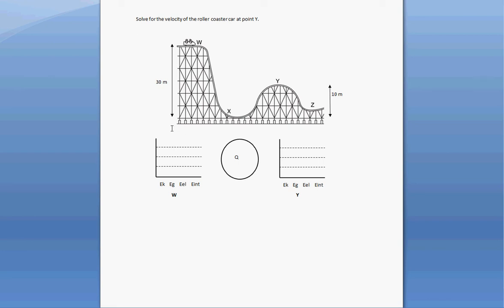With any of these problems, the first thing to do is an energy bar graph. So here it is down here set up, and we've got our energy bar graph for W, which is our starting point, and for Y, our ending point. We'll go ahead and fill this in now.